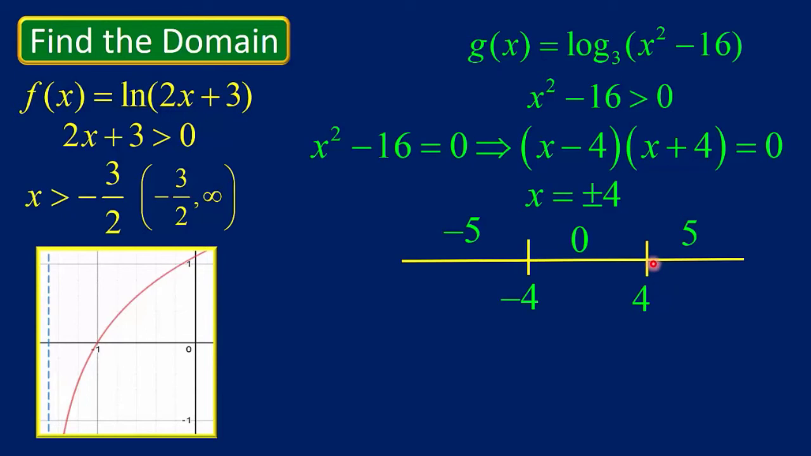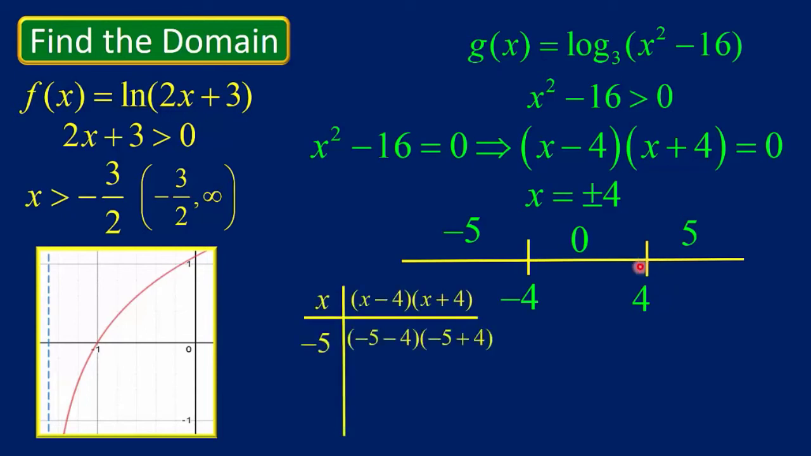Okay? Then I test those. I plug in a negative 5. Here's what I have now: negative 5 minus 4, that's negative, times negative 5 plus 4, that's negative. Negative times a negative is a positive. Jackpot. That's greater than 0. That's part of my region. That's part of my domain. This region right here is part of my domain.